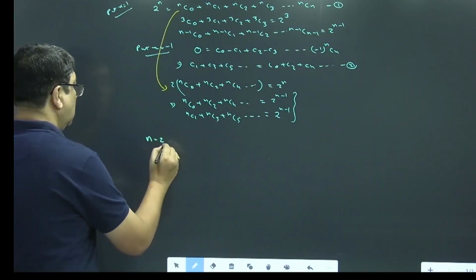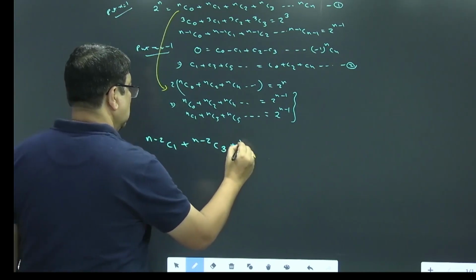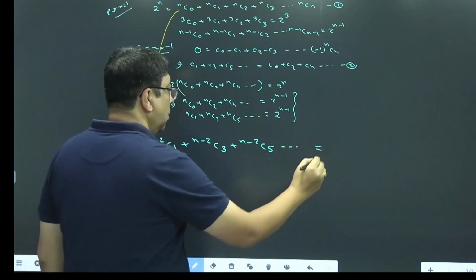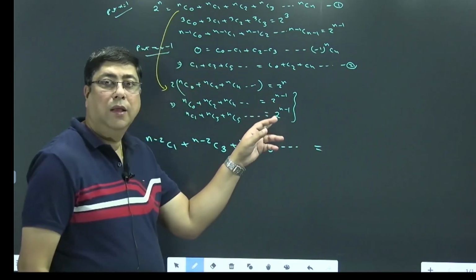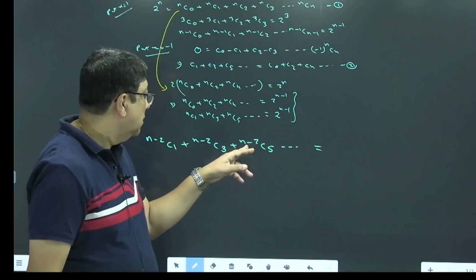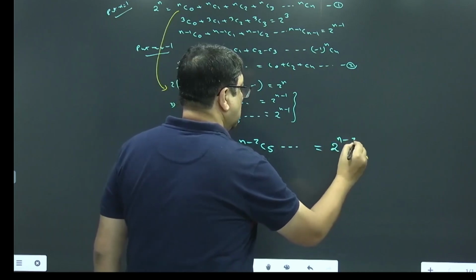So if I give one example on this, we are getting (n-2)C1 + (n-2)C3 + (n-2)C5 equal to, in this 2^(n-1), instead of n let us replace n-2. So this is coming 2^(n-3).